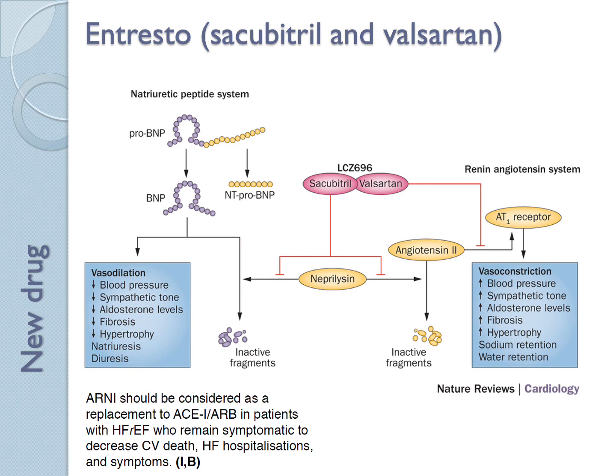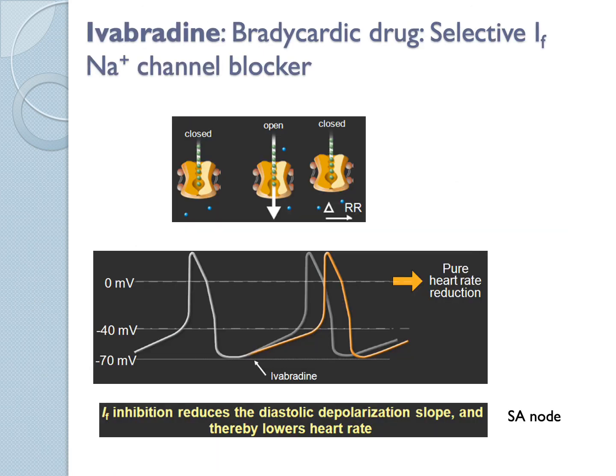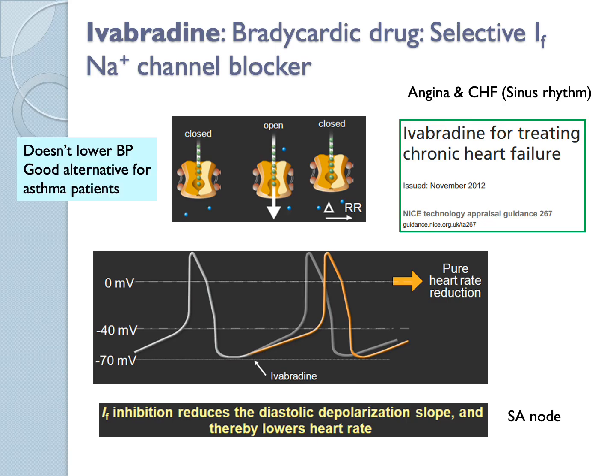Okay, so ivabradine, you can see it in the heart failure guidelines as well. So it's basically a bradycardic drug. You see this in the angina class as well, so it's a repeat. So basically, just to repeat, it's actually an alternative for beta blockers, right? Because there are some people who cannot tolerate beta blockers, like people with asthma and so on. So ivabradine actually selectively blocks the sodium channels in the heart, so as to reduce the depolarization to cause a pure heart rate reduction, at the SA node.